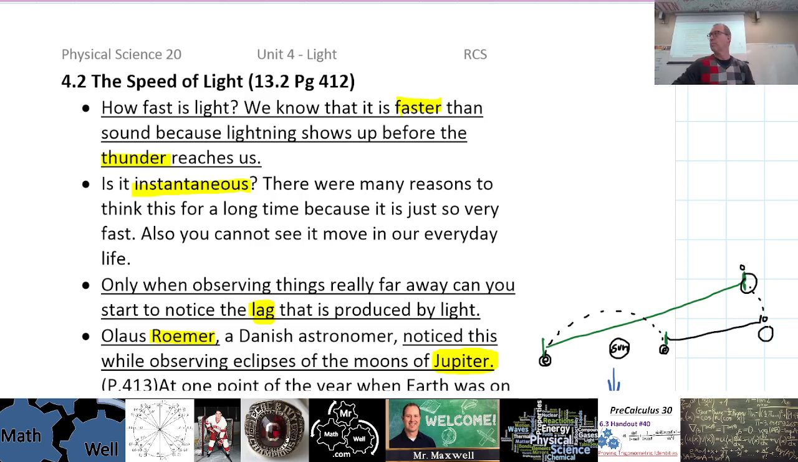Yeah, question? Light is a wave. Would that mean it would make a sound? If light is a wave, does that mean it can make a sound? It's not something that we can hear.